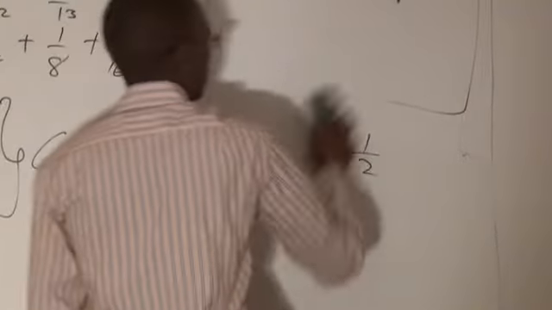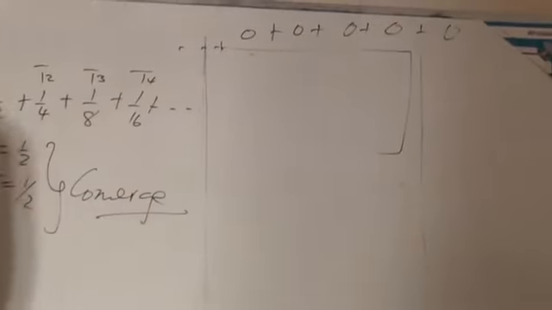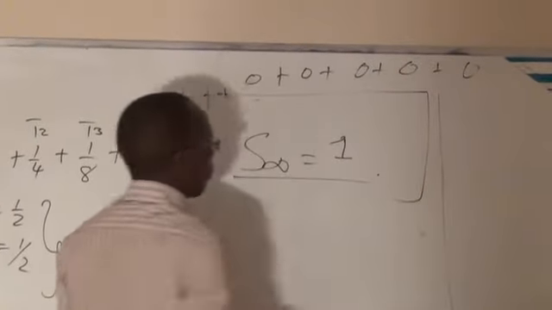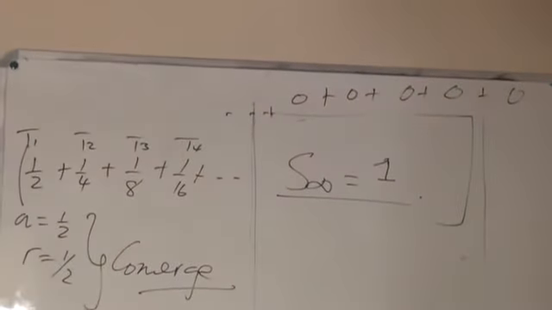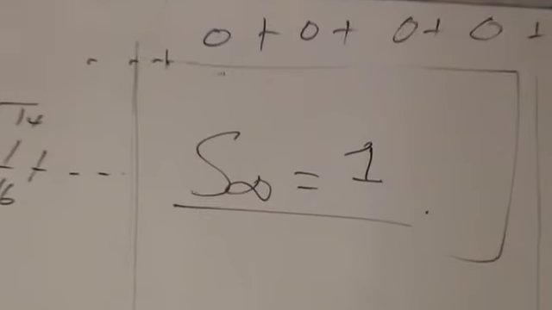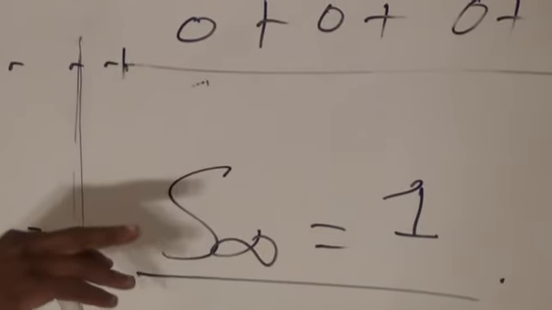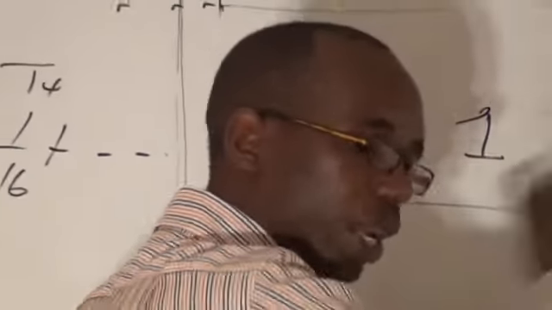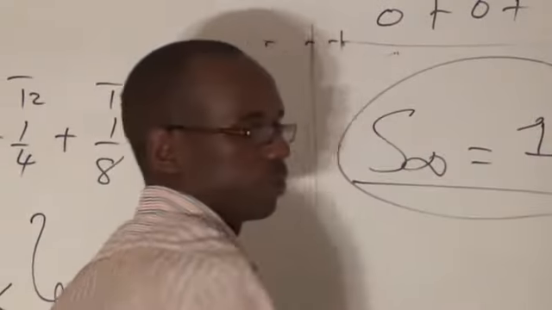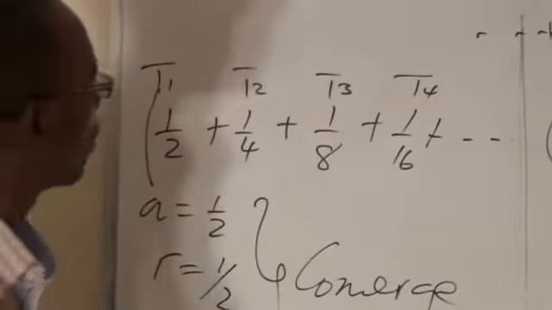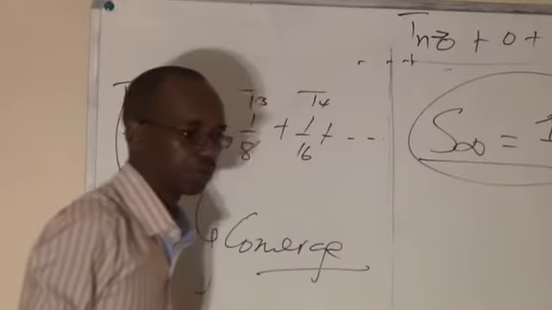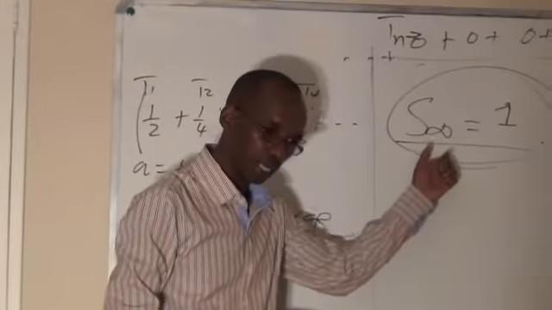Then I'll explain what that means. S infinity is equal to 1. What does that mean? It means that if we were to take all these terms that we're adding, all of them, continue and add as many as you want. If you're going to add everything, we will come to 1. Why? Because eventually at some point, the terms are going to come down to 0. But for this particular case, our sum to infinity is equal to 1.